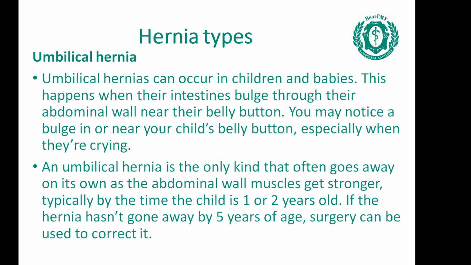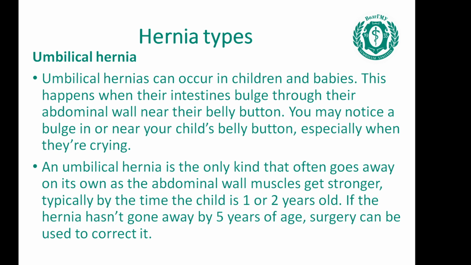Umbilical hernia. Umbilical hernias can occur in children and babies. This happens when the intestines bulge through the abdominal wall near the belly button. A bulge in or near the child's belly button, especially when they are crying. When they are crying too much, this type of hernia may occur.